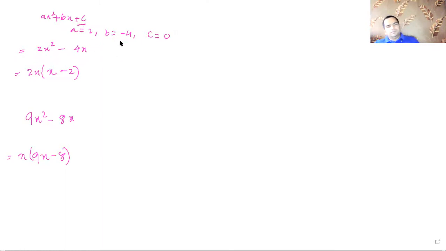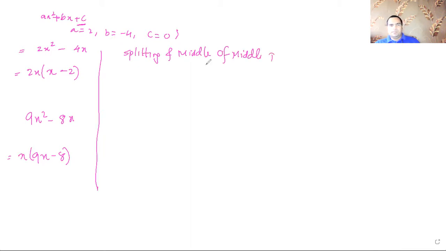Now let's come to case number 1, which is one of the important things that I talk about, called splitting the middle term. The main objective is to explain splitting of the middle term. So how do we factor out a quadratic using the splitting of middle term technique? Understanding factoring a quadratic using splitting of middle term will be the top priority.